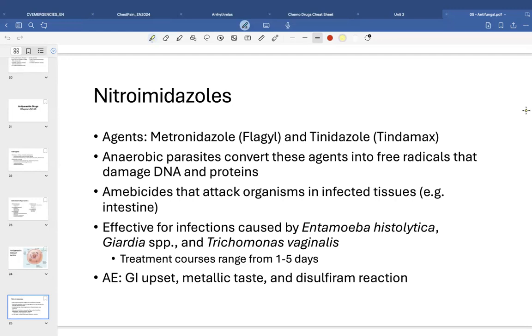Basically, they attack organisms in infected tissues, for example, the intestines. They kill off the amoeba there, through cross-reactive damage to the DNA. And you'll recall, especially with metronidazole, that they cause a metallic taste in the mouth and a disulfiram-like reaction, which of course is a flushing reaction you get from alcohol intake. So you should advise your patients not to drink while they're on these medications. Tinidazole is a little bit more specific for these parasitic infections. Metronidazole, of course, you can see for bacterial infections as well.